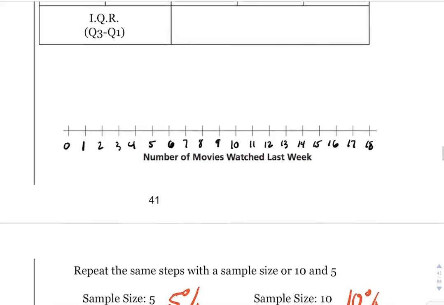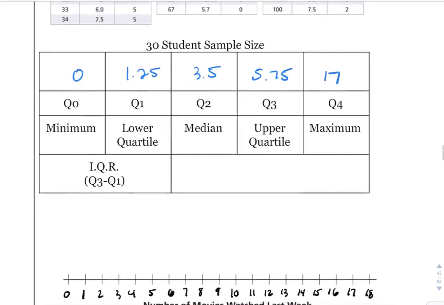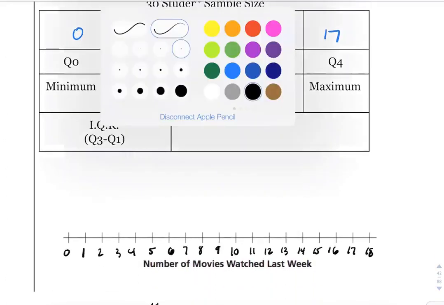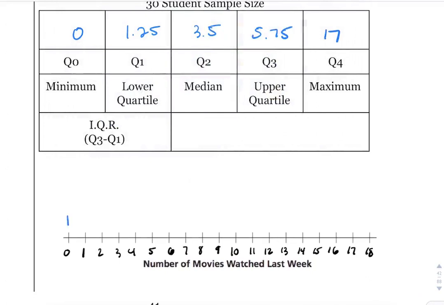Good? Alright, so sample size is 30. 0, 1.25, 3.5, 5.75, and 17. I'll do that here. 0, 1.25, 3.5, 5.75, and 17. And I'll make my box and whisker plot there, and my box there. That is my sample of 30.